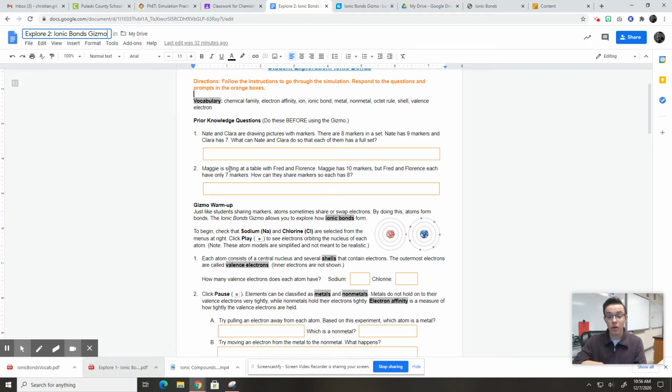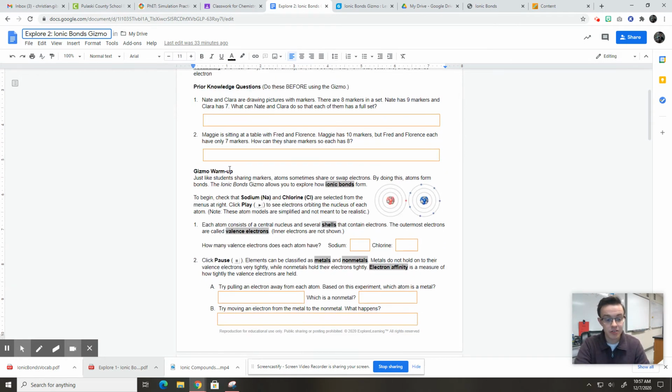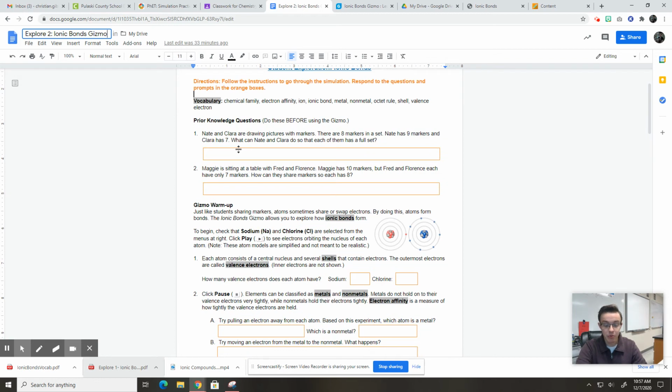Well, Maggie could give one of her markers to Fred and one of her markers to Florence. Okay, so now you've got one atom losing 2 electrons, a person losing 2 markers, an atom losing 2 electrons. That's the whole analogy there. And you have 2 separate atoms each taking 1 electron from that initial one that's giving them away. This again is illustrating some ways that ions form ionic compounds. So just kind of connecting it to some prior knowledge. So that's what you guys can put for number 1 and number 2.